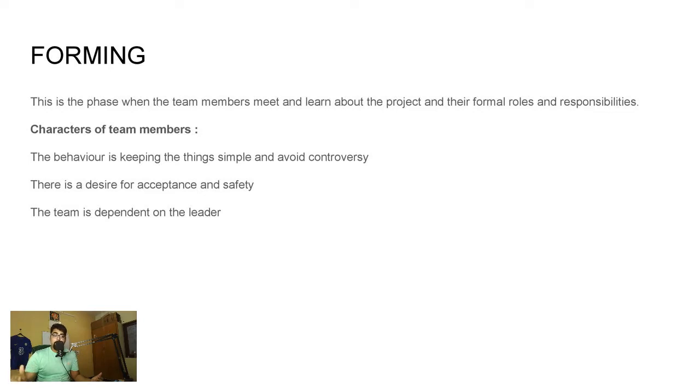The team is dependent on the leader. Since the leader is the one who most probably put the team together, in a way, it becomes a mandate for them to trust the leader because they don't know the other members of the team yet. This is the forming stage. Here, the concentration is given to forming the team with varied skill set rather than concentrating on the goals and targets.